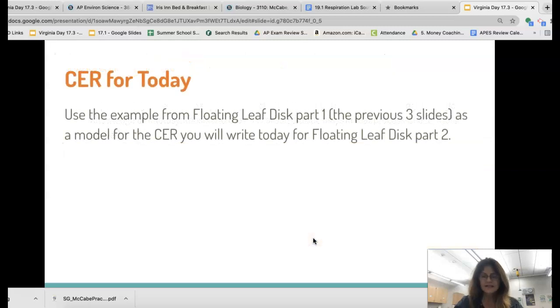Today, after you collect data for Floating Leaf Disc Part 2, you will write a CER, and you can use these slides as an example of how to format your CER using the data you collect today.